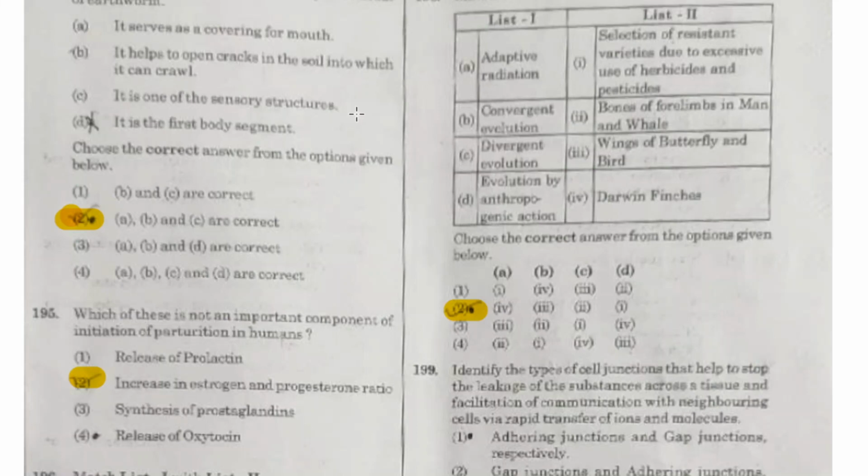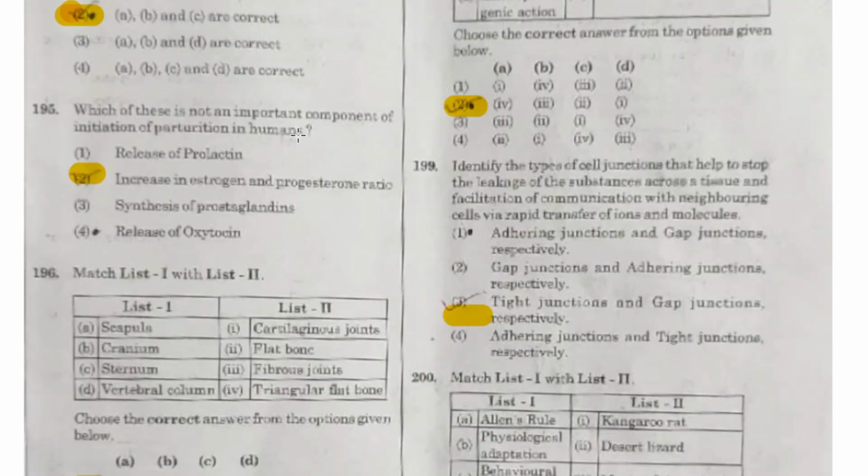It is one of the sensory structures. This is also correct. It is the first body segment. This is the peristomium. So except D, all the 3 are correct.